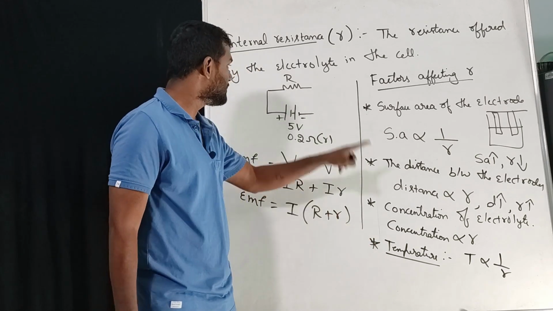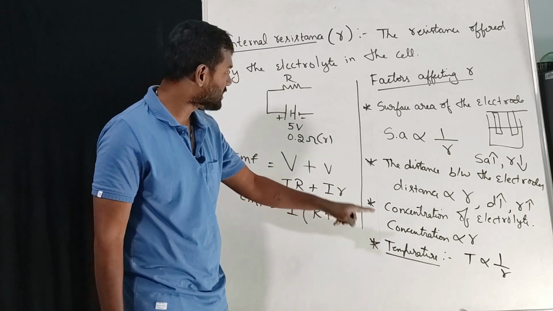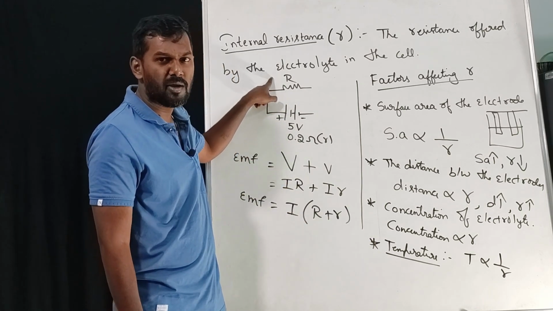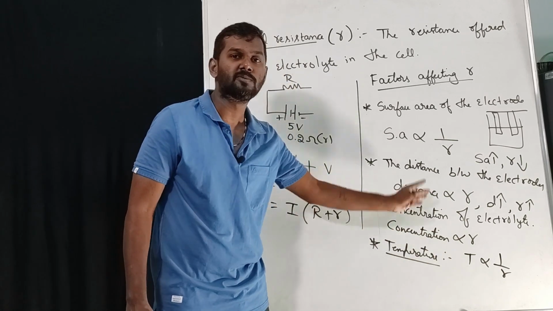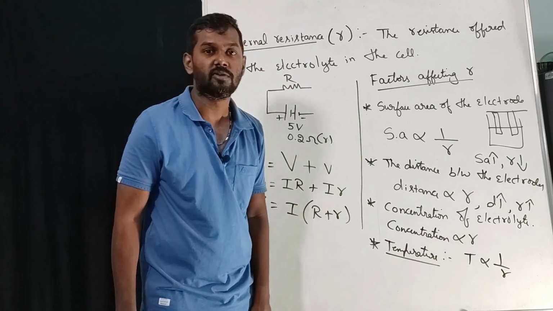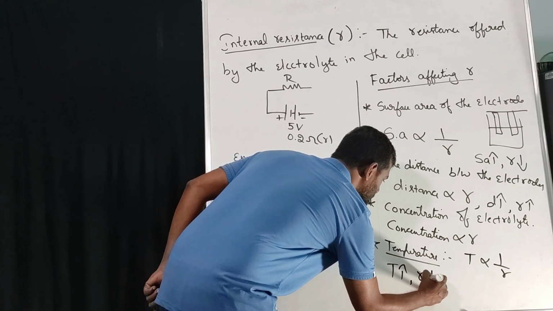Temperature is directly proportional to capital R, that is external resistance. If the temperature is more, external resistance will be more. But when it comes to internal resistance, if the temperature is more, the internal resistance will be less. See, if the temperature is more, internal resistance will be less.